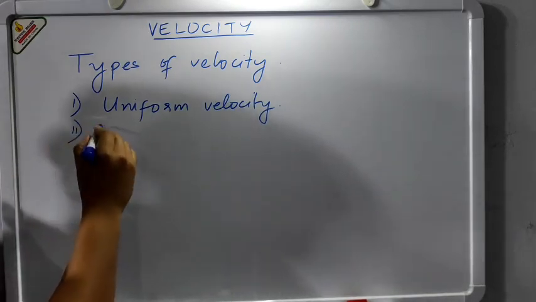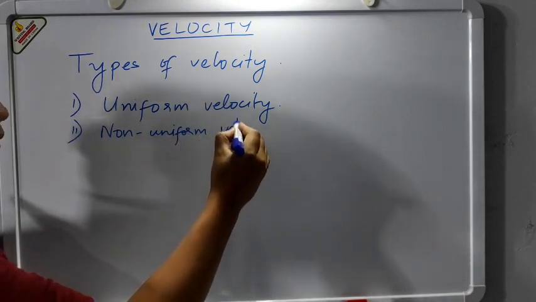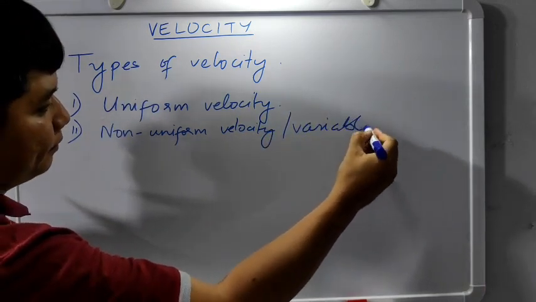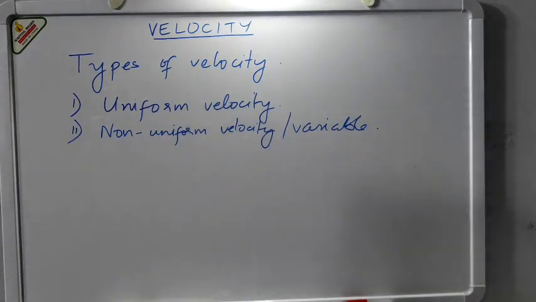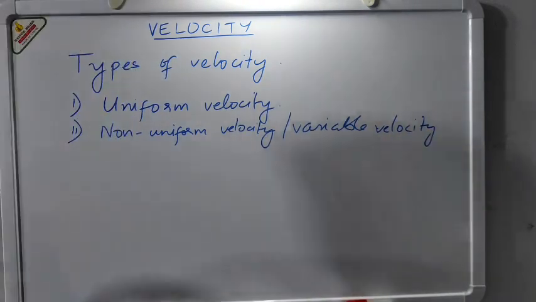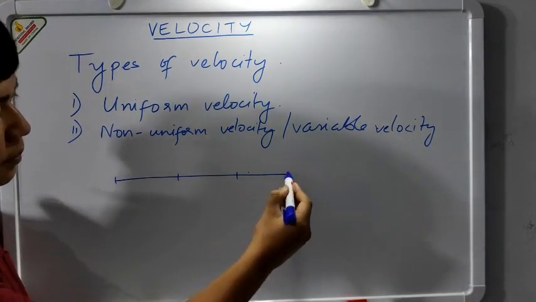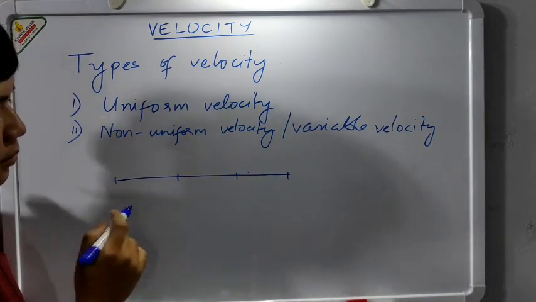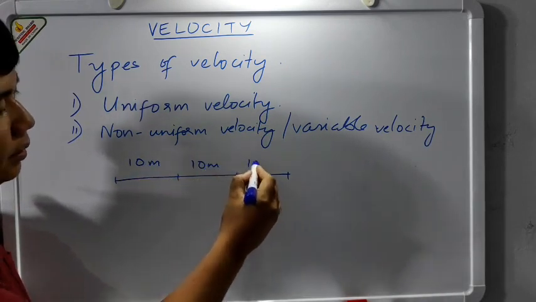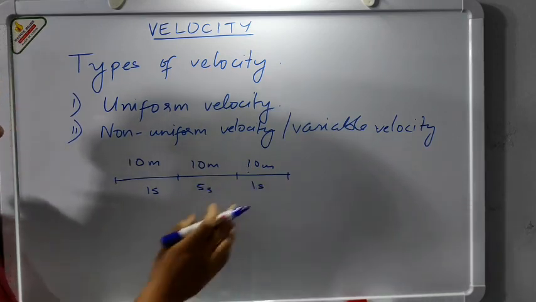Number 2 is non-uniform velocity or variable velocity. In this case, there are two possibilities. It may be equal displacements in unequal intervals of time. For example, 10 meter, 10 meter, 10 meter in 1 second, in 5 seconds, in 1 second.